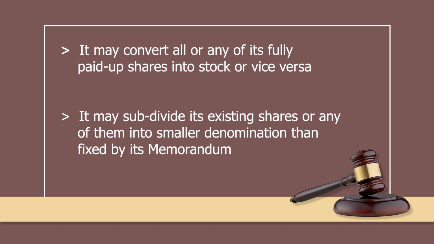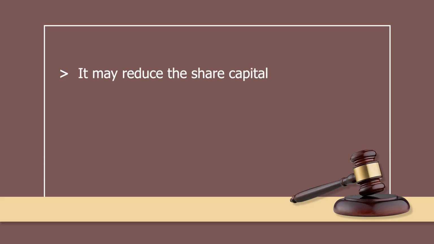Number four, it may subdivide its existing shares or any of them into smaller denomination than that fixed by its memorandum. However, the existing proportion between the paid up and the unpaid amount must be maintained. For example, the value of one share is rupees 100 each. Rupees 50 is paid up, and if it is subdivided into 10 shares of rupees 10 each, rupees 5 per share is the paid up share capital. A company may also reduce its share capital. And lastly, it may increase the share capital.